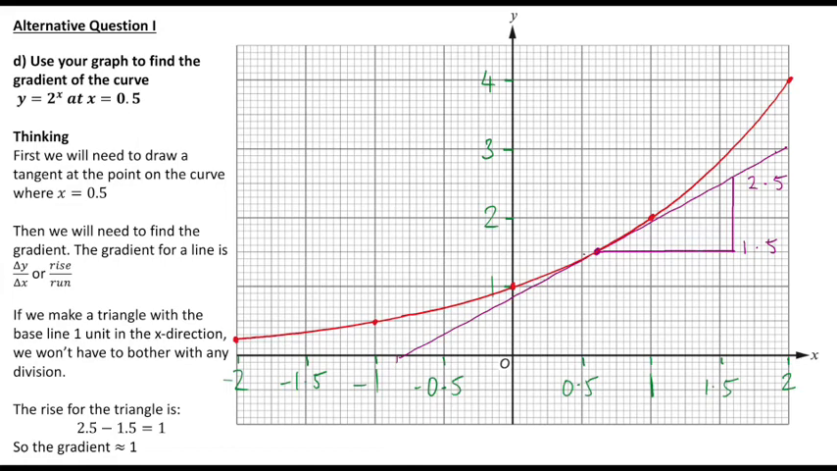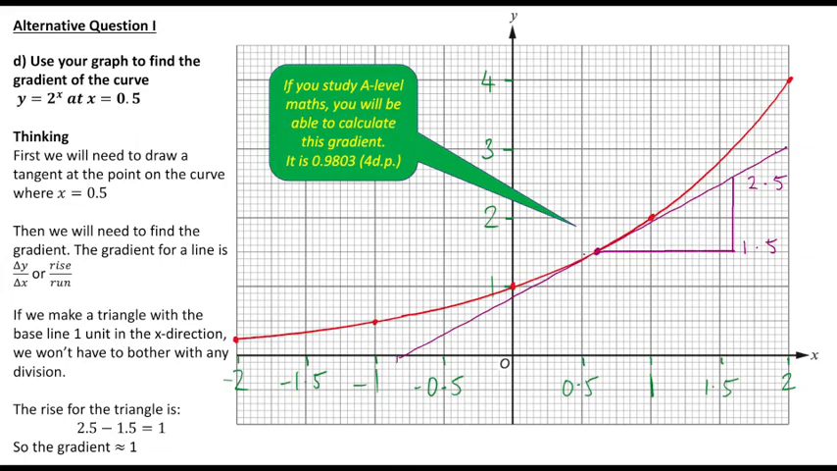Okay, and as with the previous question, if you study A-level you'll be able to calculate this sort of gradient, and this one happens to be 0.9803 to 4 decimal places, which again is reasonably accurate.